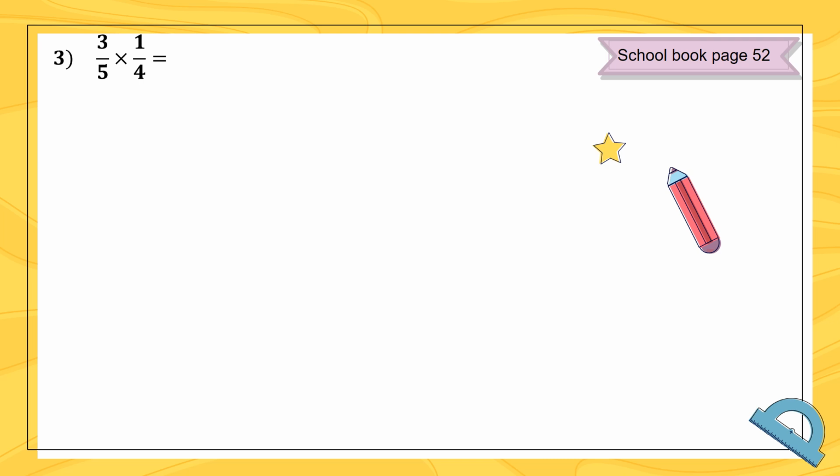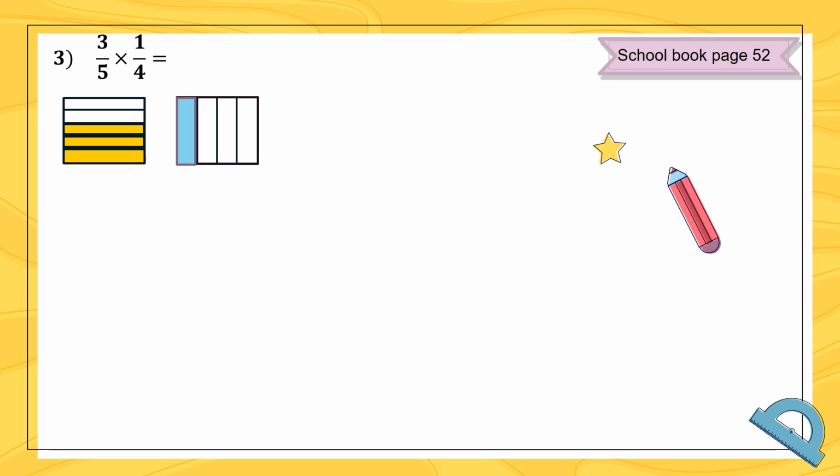So I will draw a model for the first fraction, 3/5, and another model for the second fraction, 1/4. Then I will put them above each other. After that, I will count the common parts between the two models. We will get 3 parts over the total parts here, 20. So it will be 3 over 20.